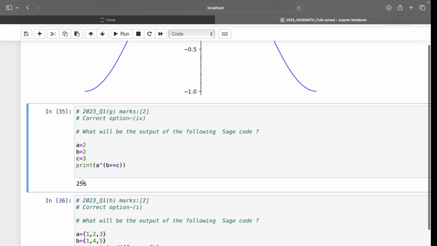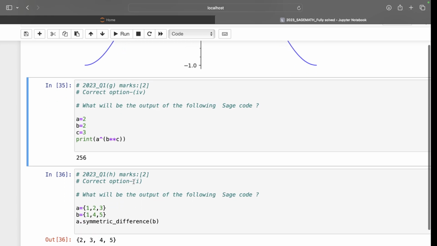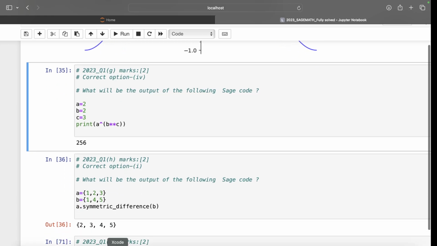The correct answer is 256. Actually, this is A to the power B, double star, so 2 to the power 2 to the power 3. B double star C means B to the power C, so 2 to the power 3 is 8. So 2 to the power 8 is equal to 256. The correct answer is 4.